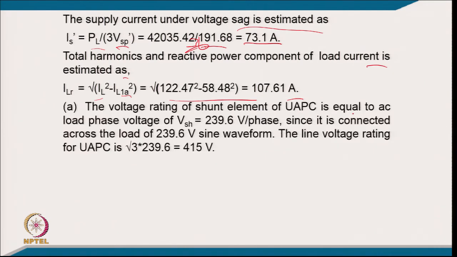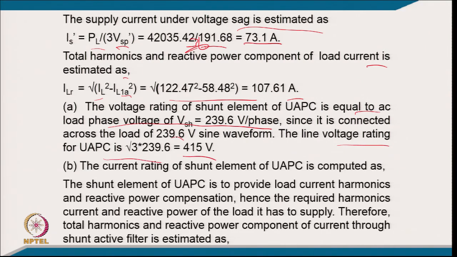The voltage rating of the shunt element of the UPQC is equal to the AC load voltage, that is 239.6 volt per phase, since it is connected across the load of 239.6 volt sine waveform. The line voltage rating of the universal active filter will be root 2 into 239.6, that is 415 volt. The current rating of the shunt element of the UPQC is computed as follows. The shunt active filter is to provide the load current harmonics and reactive power compensation, hence it has to supply the required harmonic current and reactive power of the load.